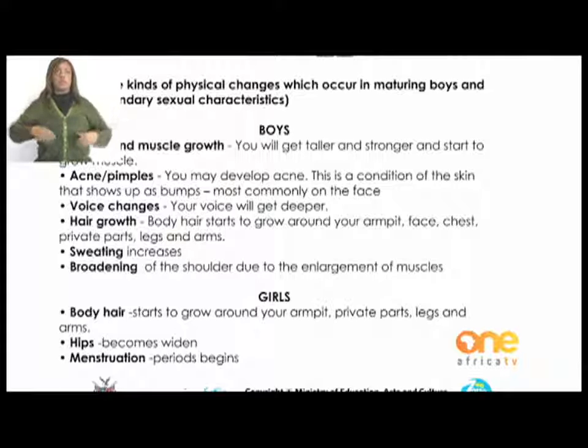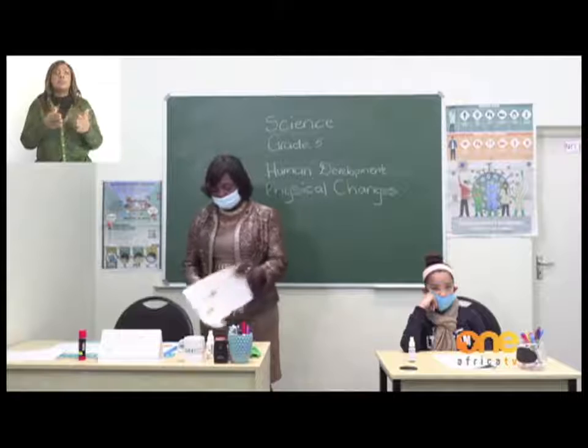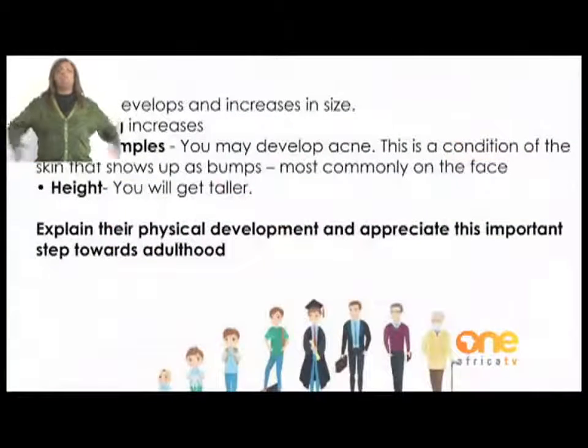Let's look at girls. Body hair starts to grow around your armpit, private parts, legs, and arms. Hips become widened. Menstruation or periods begin. Now let's go to page 16. Chanel, page 16. Breasts develop and increase in size. Sweating increases. Acne and pimples, you may develop acne. As we said earlier, this is a condition of the skin that shows up as bumps, most commonly on the face. Height, definitely you will get taller. That is an increase in height.